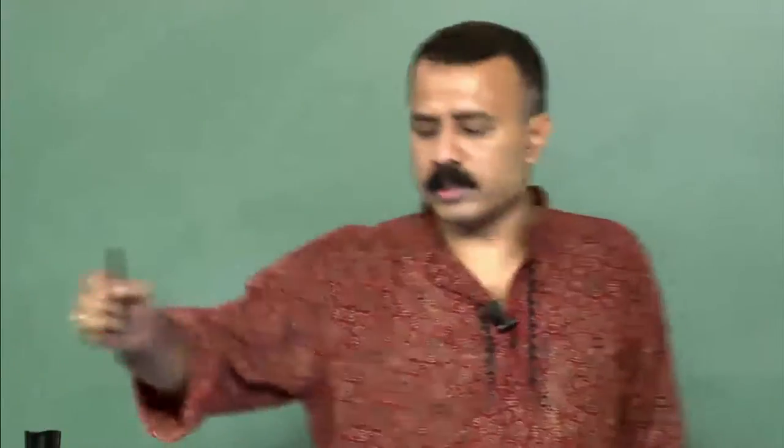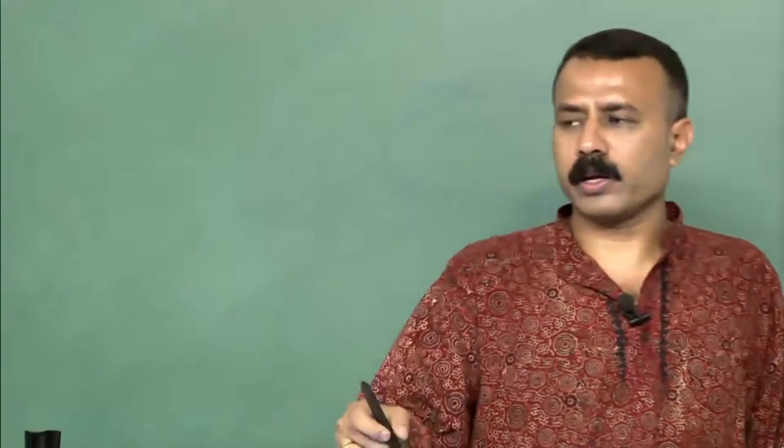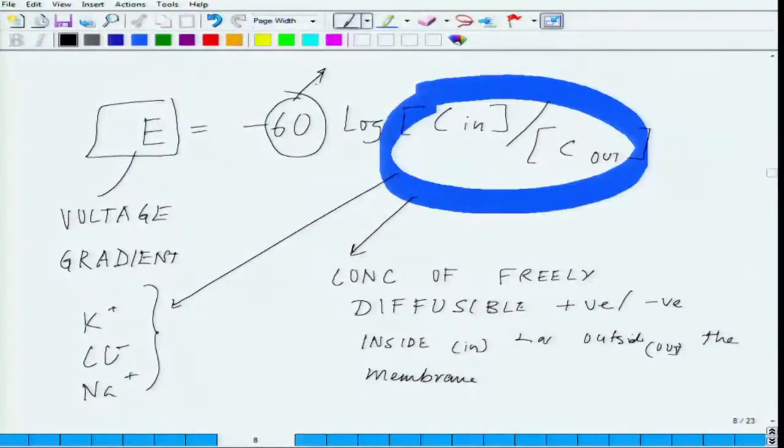By the way, this minus 60 that you see has come from minus RT ln, and it's a fairly straightforward thing. I'm not getting in depth into this, and you can see any textbook. There is Faraday's constant involved in it, an absolute temperature at which it takes place, and that also takes into account the valency of the particular ion which is freely diffusing across the membrane.